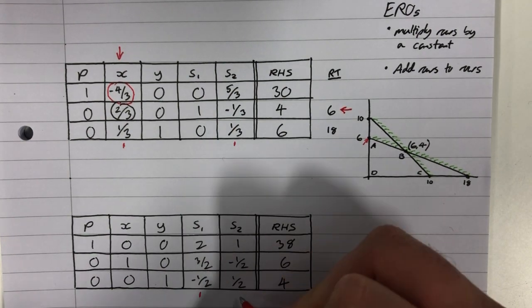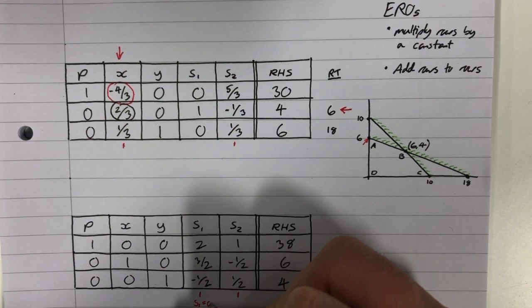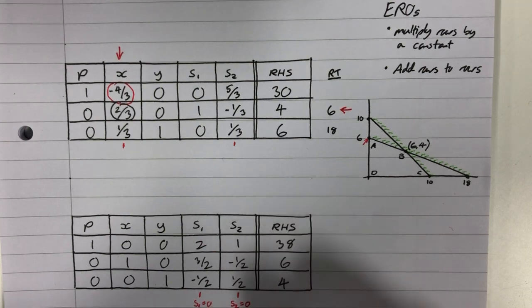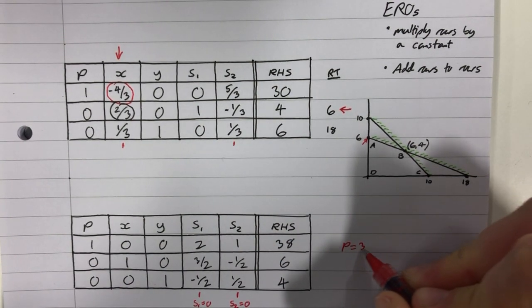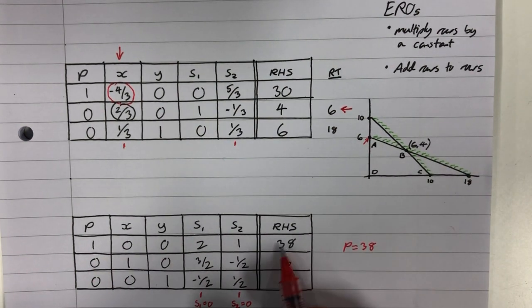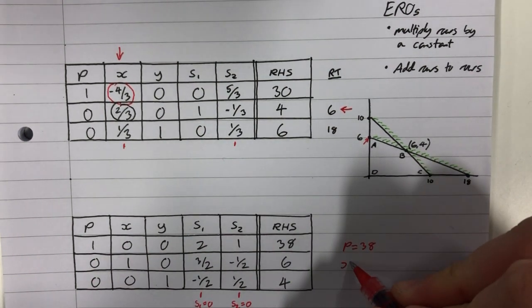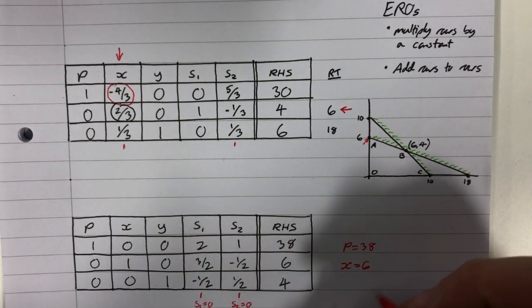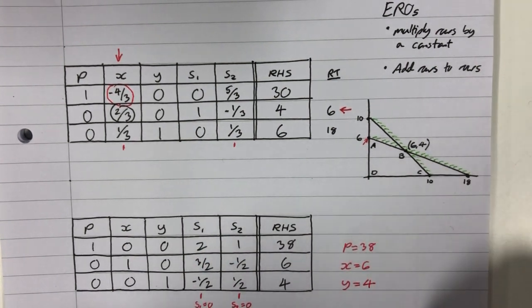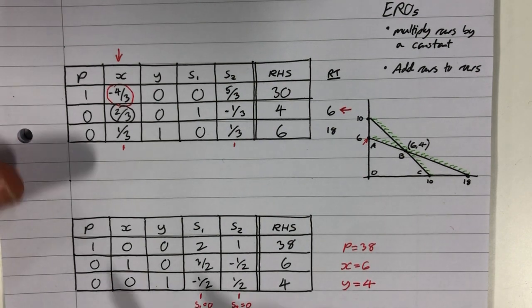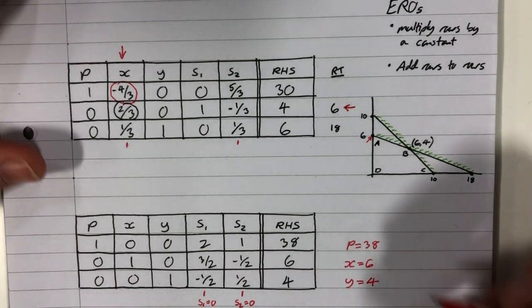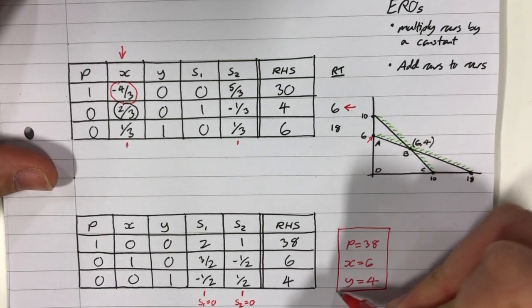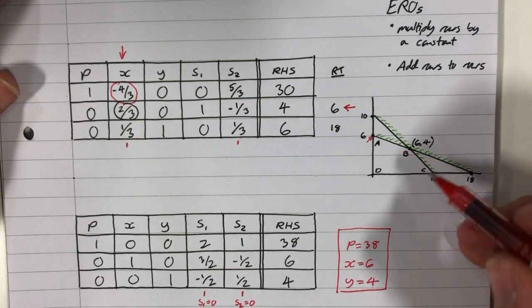Just to decide where we are, S1 and S2, they are both non-basic variables, so they are both 0. These three are my basics, and we can read off that P is 38. Okay, P is 38. X is 6. And Y is 4. And we are at my optimal vertex because there are no negative values in the objective row. Okay, nothing negative in there. Therefore, I'm at my optimal vertex. And that is my optimal solution. X is 6, Y is 4, and P is 38.